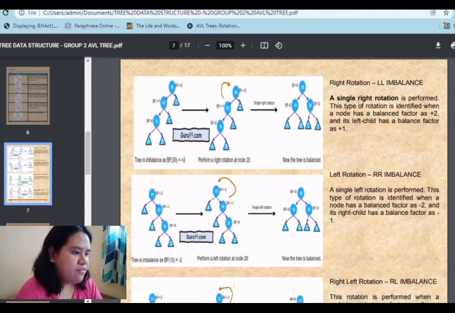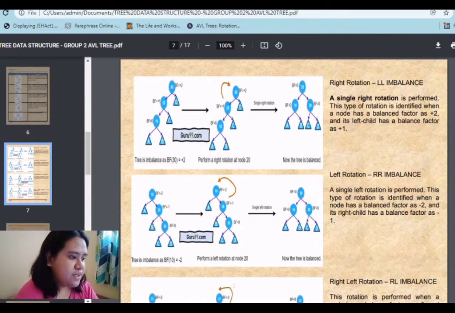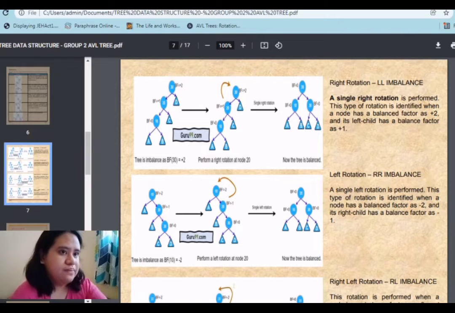So here we have followed the single right rotation, making 20 the root node. On the left, 10 is already the left child. The tree is already balanced because the balance factor is now 0. We can see that the left child, which is 10, is less than the right child, which is 30. Now we can remember the note stated above that the left child should be less than the right child. So now the tree is balanced.